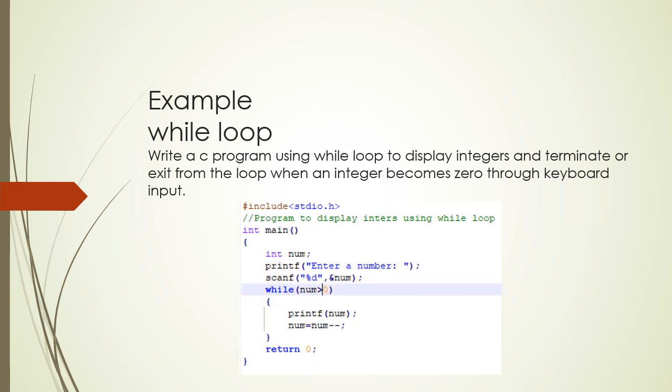For example, here I've done a program whereby I've declared my variable num, which through keyboard I should input, type the number. Then the condition will check whether num is greater than 0, then we output the num. That is num equal to num minus minus. It means that if you enter 10, then the program will output from 10 downwards until the num becomes 0. So my program will output from 10, 9 up to 1. If the num becomes 0, then the program will terminate.